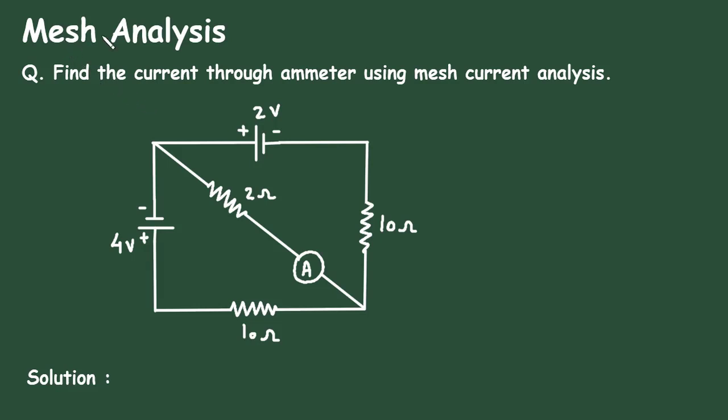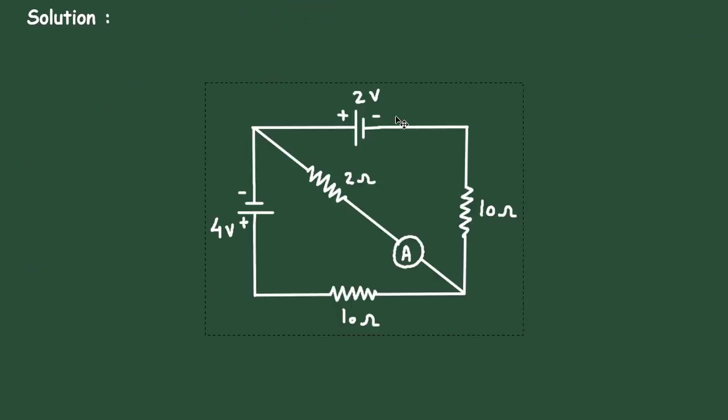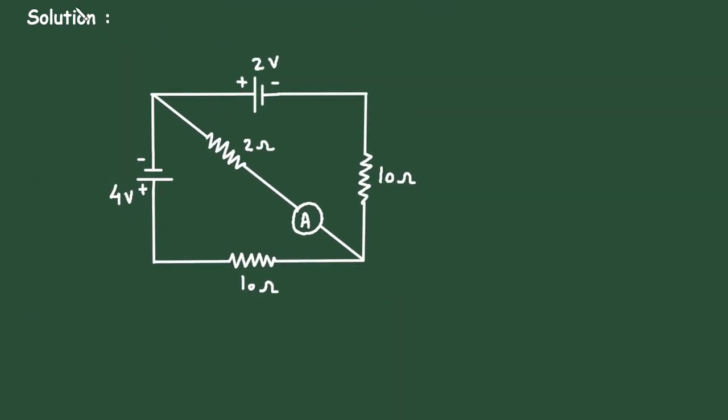Mesh analysis. Question: Find the current through the ammeter using mesh current analysis. In this circuit, we have to find the current through this ammeter by using the mesh analysis method. Solution. Let's assume this is mesh number 1 with current I1, and this is mesh number 2 with current I2. We are assuming the direction of current in clockwise direction.